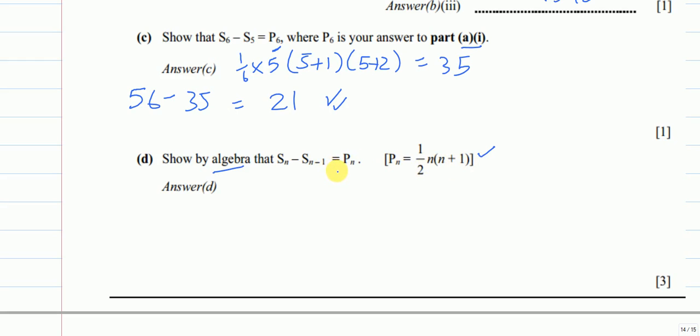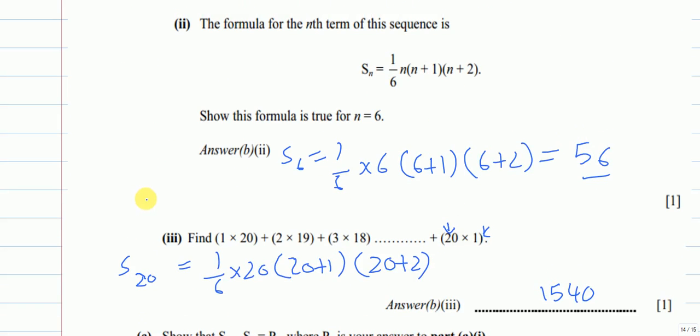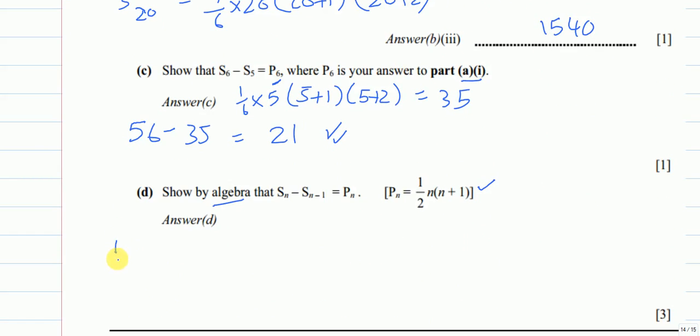I think overall this question is a good practice. It has a mixture of sequence and algebra. So Sn minus Sn minus 1 is the simple formula which we know, which is 1 over 6 times n plus 1 and n plus 2, this is Sn, sorry, and minus Sn minus 1.